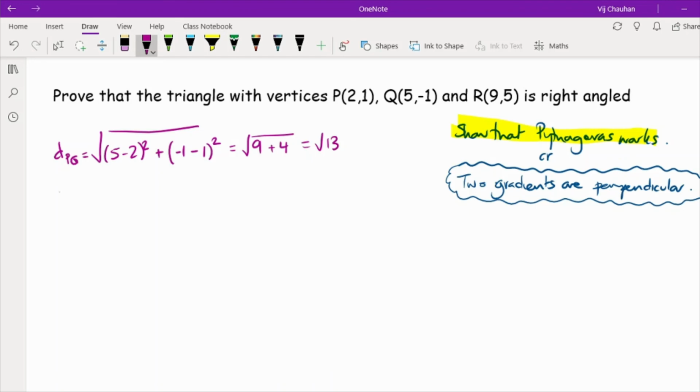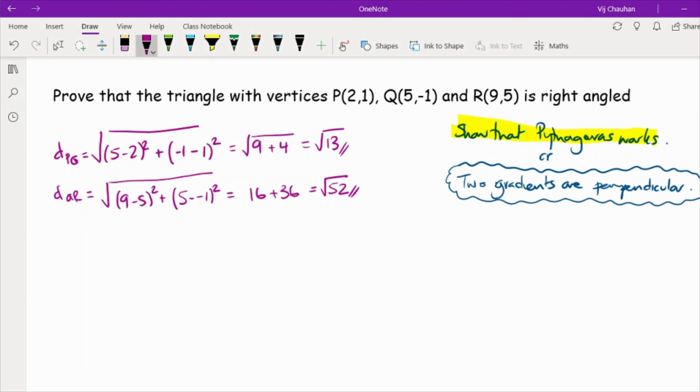So then dealing with PQR, we've got 9 minus 5 squared plus 5 minus 1 squared. So 9 minus 5 squared is 4, and 4 squared is 16. 5 minus 1 is 6, and 6 squared is 36, giving me an answer of root 52.